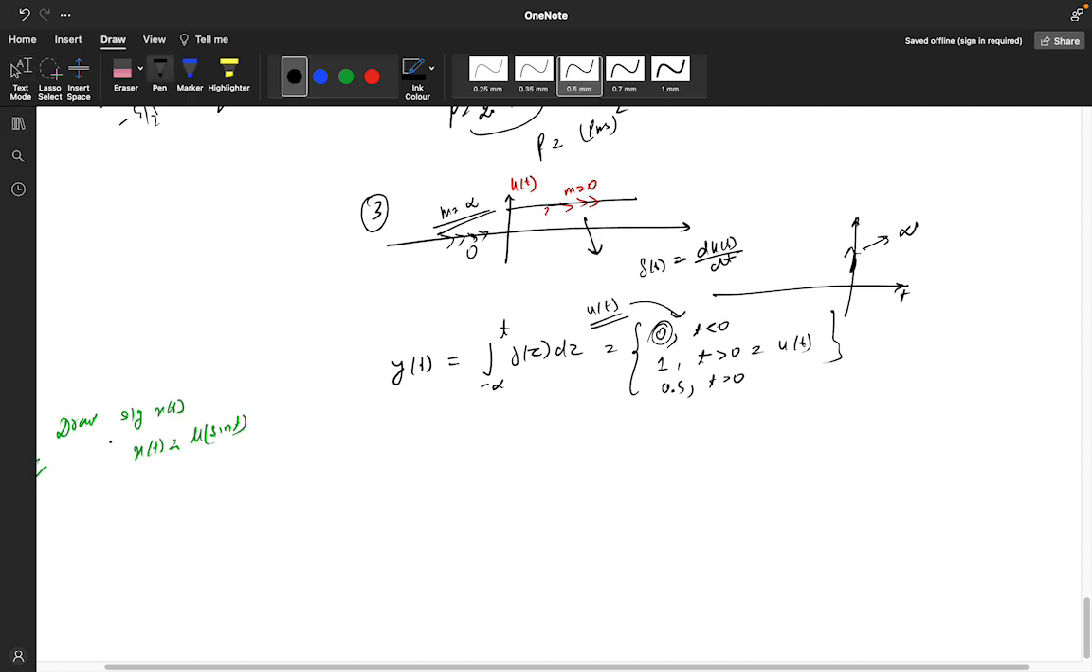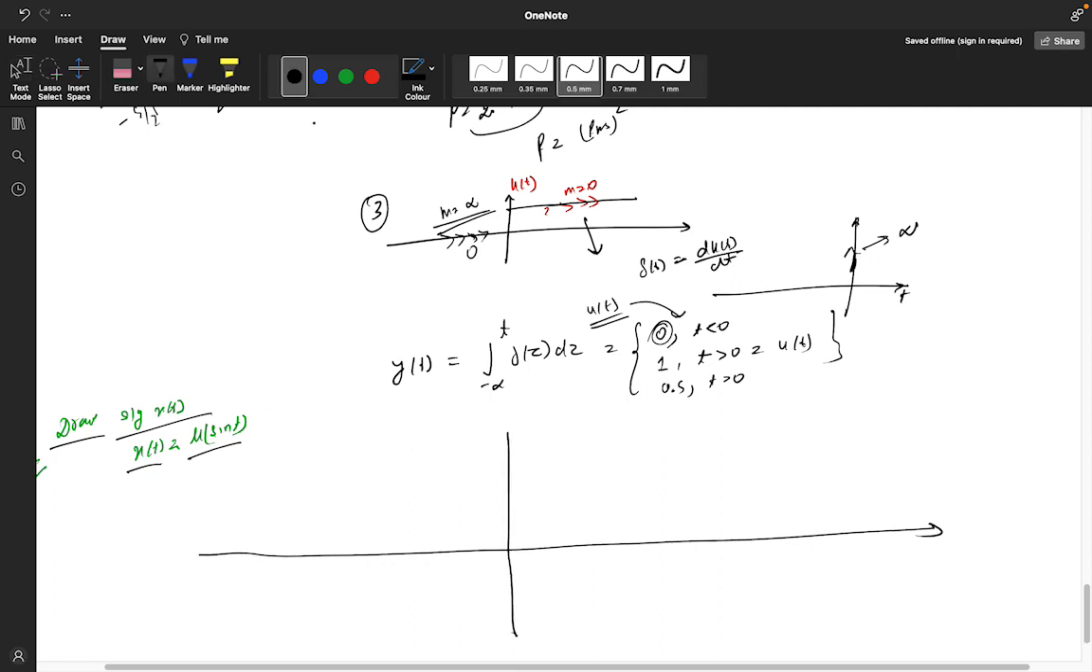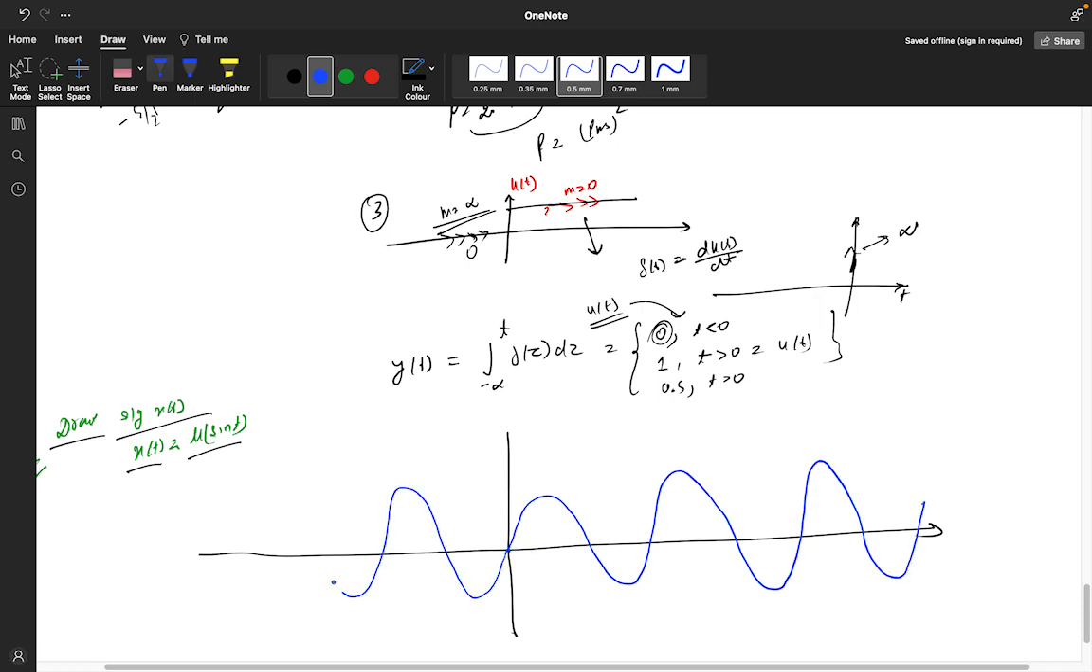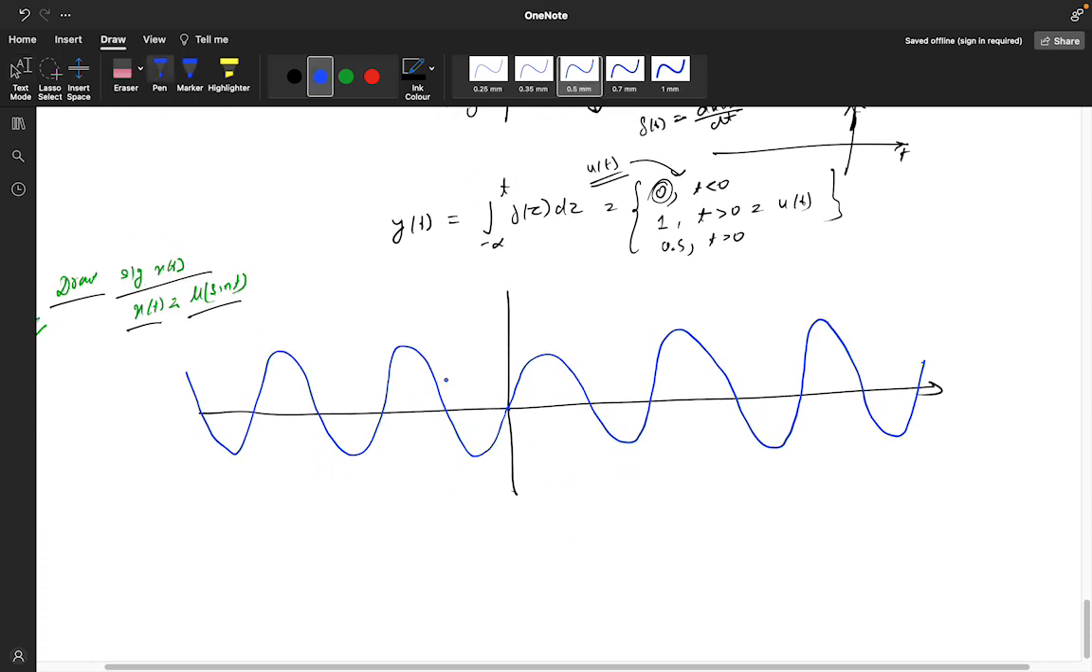I had given one question: draw a signal x of t where x of t is u of sine t. If you want to draw the sine curve, how will the sine curve look like? The sine curve will look like this.